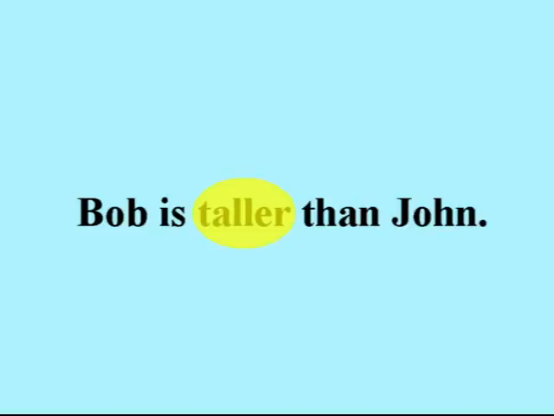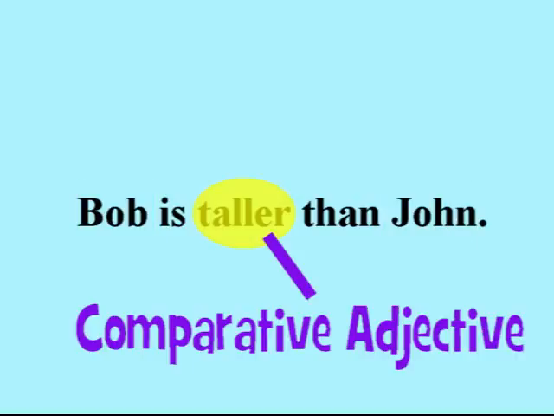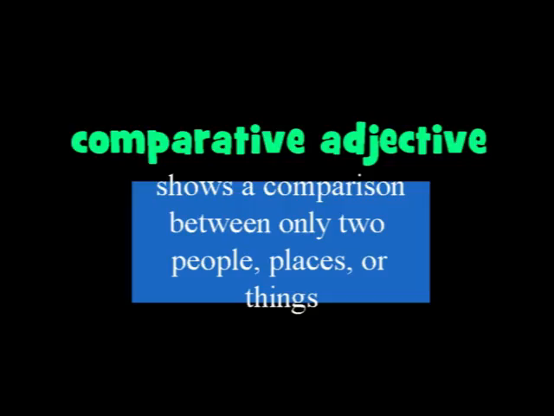Because the adjective taller involves a comparison between two people, Bob and John, we say that this adjective is of the comparative degree, and the word taller is called a comparative adjective. A comparative adjective shows a comparison between only two people, places, or things. Do not forget this part. Only two people, places, or things are compared using a comparative adjective.